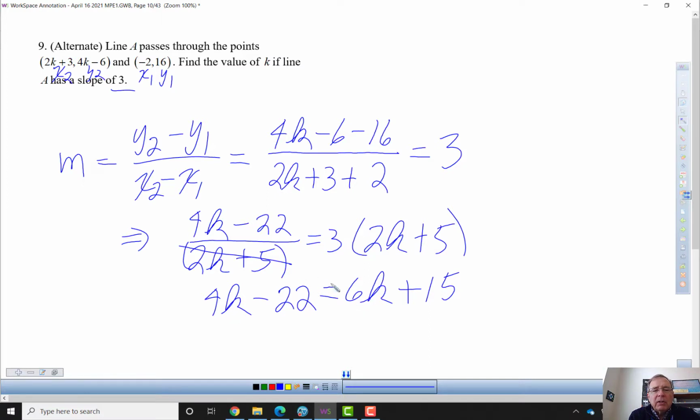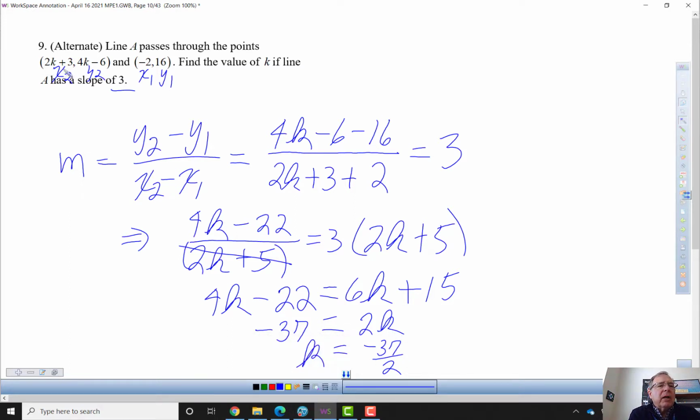So then if I subtract 4k from both sides, I'll get positive 2k on the right, and I subtract 15 from both sides, I get negative 37. So I get k equals negative 37 halves. So I'm going to show you a couple of calculator skills to go check that.